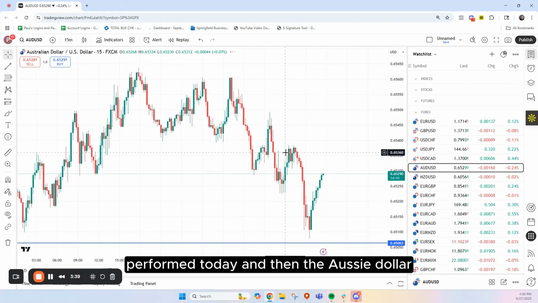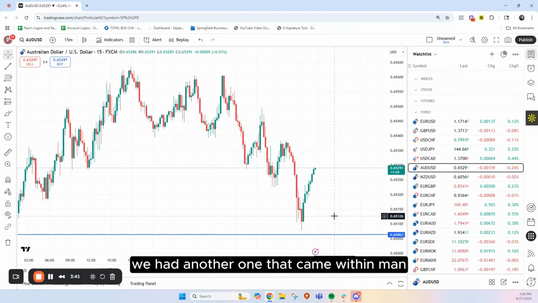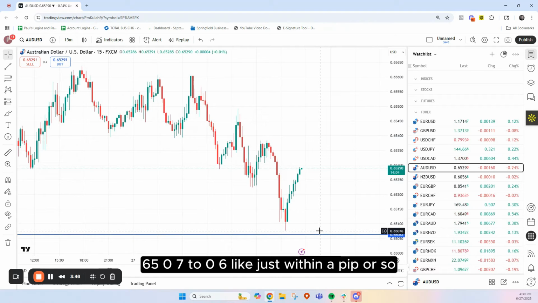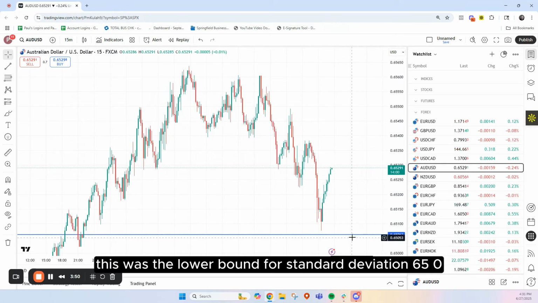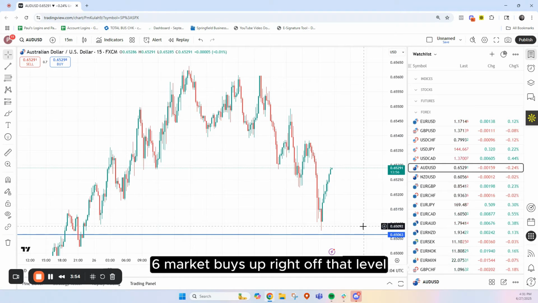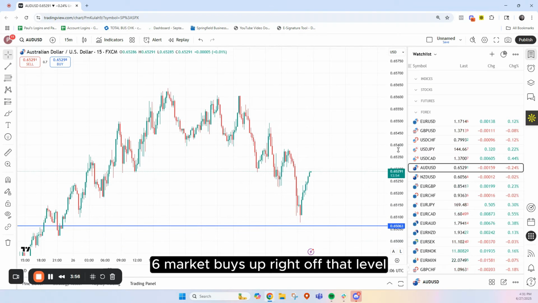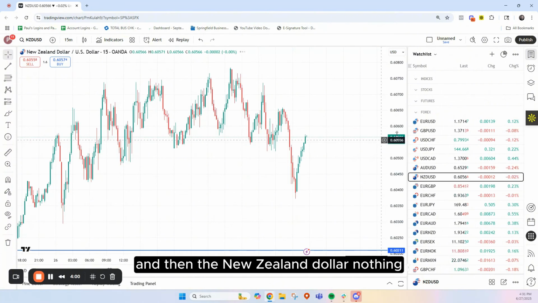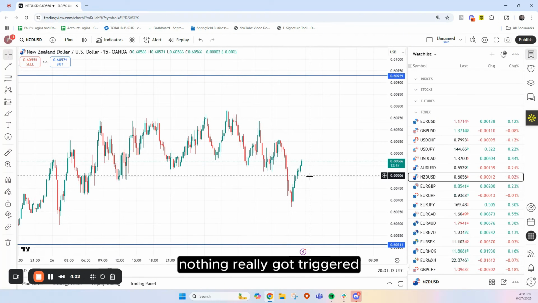And then the Aussie dollar, we had another one that came within just a pip or so, 65.07 to 06. This was the lower bound first standard deviation. 65.06, market buys up right off that level fairly immediately into the end of the day. And then the New Zealand dollar, nothing really got triggered.